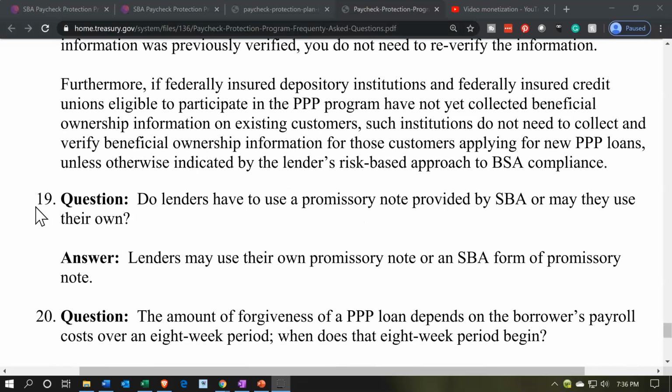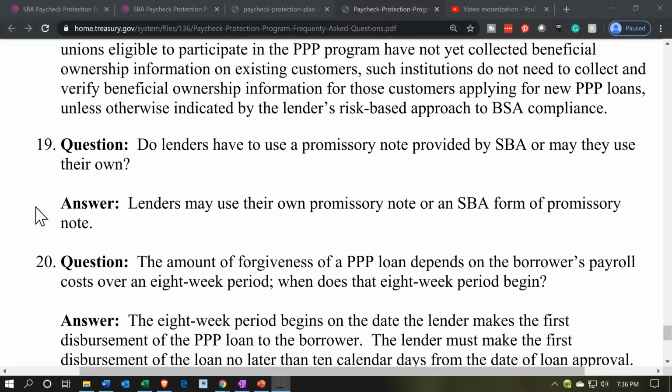Question: do lenders have to use a promissory note provided by SBA, or may they use their own? Answer: lenders may use their own promissory note or an SBA form of promissory note.